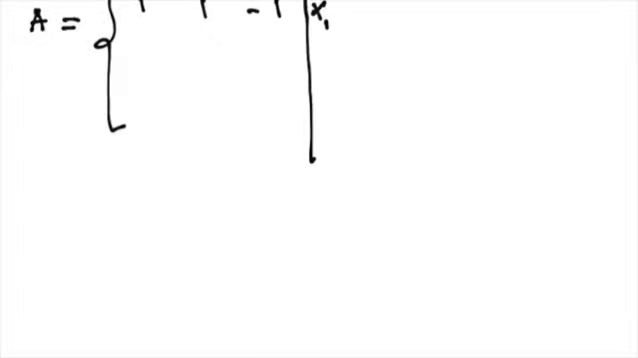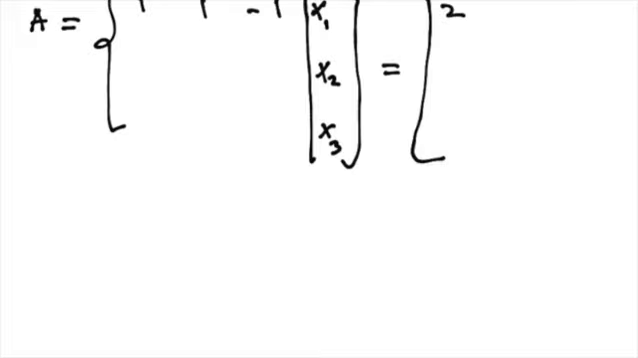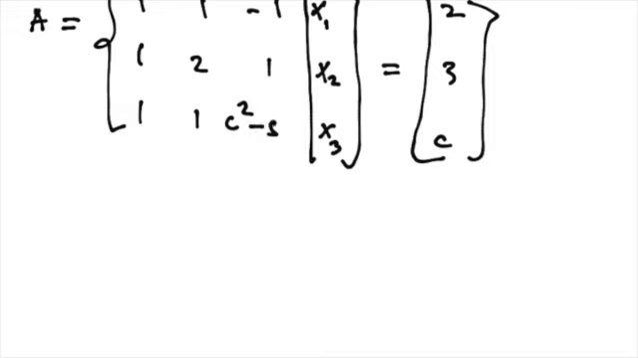So let's do that. A, which is our matrix, will be 1, 1, negative 1, then x1, x3, then the top one is 2, 3, c, then 1, 2, 1, 1, 1, c squared minus 5. So now we have to reduce to get to the solution.